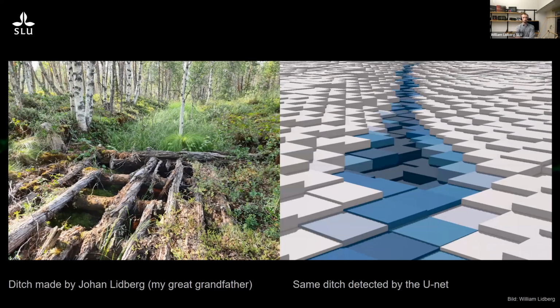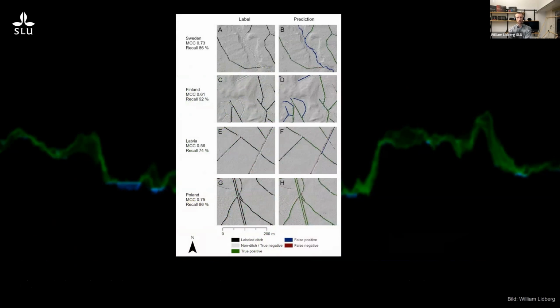On the left, this is an area where my father's grandfather dug a ditch almost 100 years ago. And on the right, you have the same area with the ditch detected by this UNet. And I think that's pretty cool. But what's even more cool is I said we have digitized data from other countries as well. So we evaluated the model on these other countries, and it seems to work fairly well regardless of where you are. I mean, a ditch is a ditch regardless of if it's in Poland or Latvia or Finland.